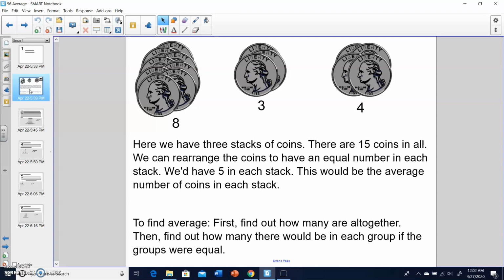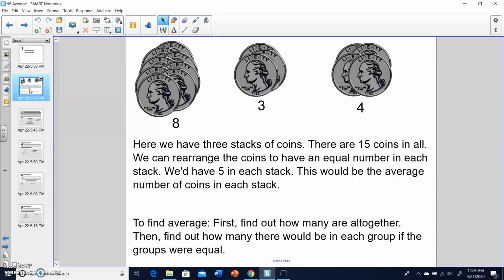Okay, so here we have 3 stacks of coins, and altogether there are 15 coins total. So we can rearrange the coins so that we have an equal number in each stack. And if we did that, since there are 15 and we're dividing it into 3, we'd have 5 in each stack, and then that would be our average. Okay, so we have 15 total into 3 groups, so 15 divided by 3, the average would be 5.